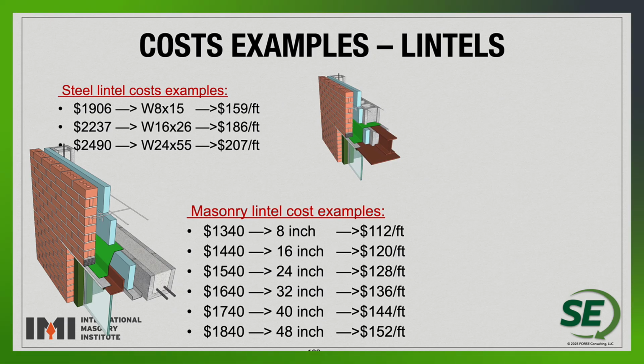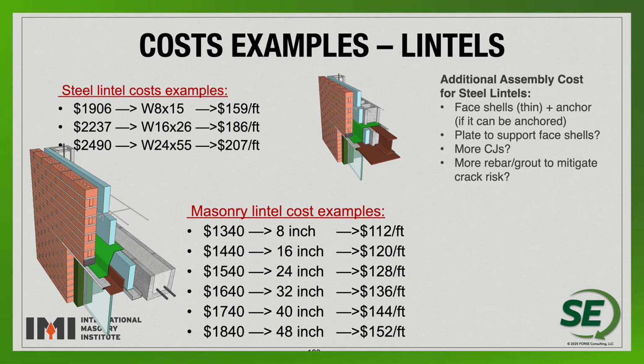So again, this is going to be different for different areas, but then there's all kinds of other parts of the cost. When you have steel lintels, you have face shells, you have anchors at the top, you have unique U-bars and conditions at each support. So what are some of all the other costs that would need to be considered?